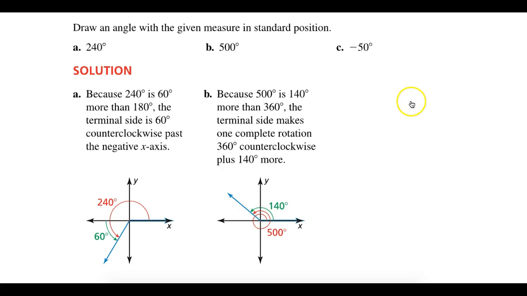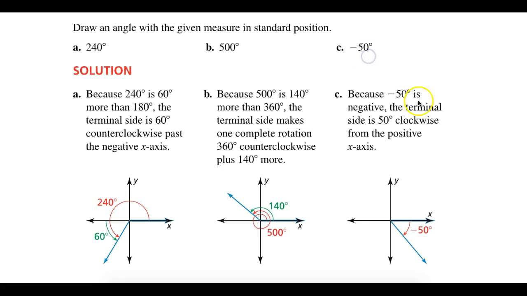Okay, now for a negative angle, our initial side still lies on the positive x-axis, but instead of rotating counterclockwise, we're going to go clockwise. So a negative angle is going to open down, starting into quadrant 4 and moving around clockwise. So you'll see negative 50, again, our initial side, because it's in standard position, is on the positive x-axis, and this one moves down and opens down 50 degrees.